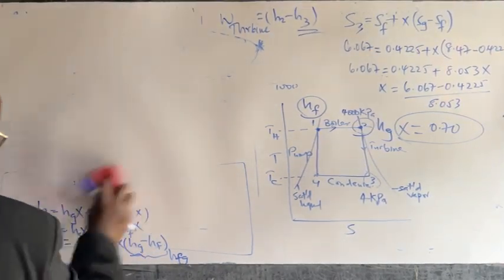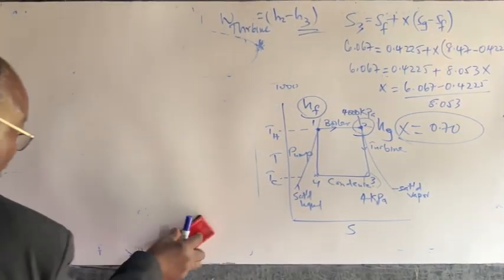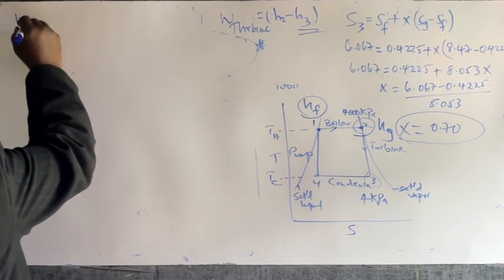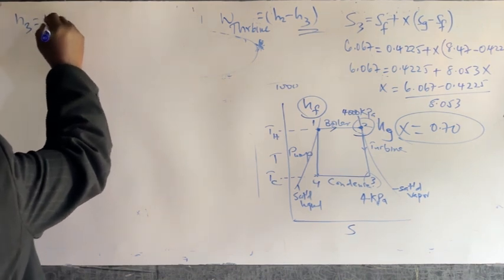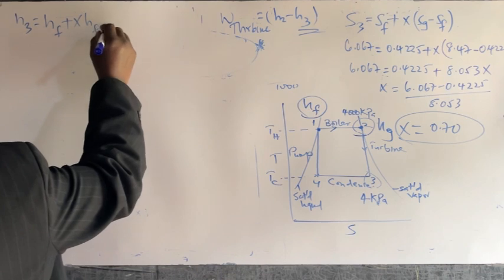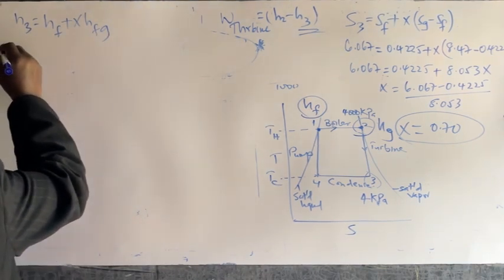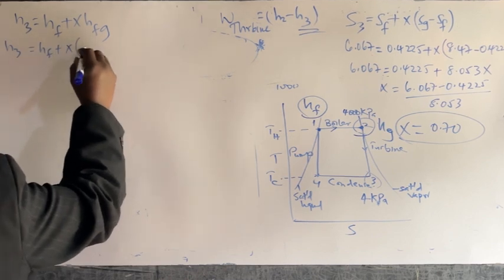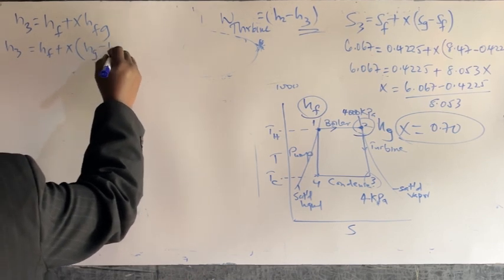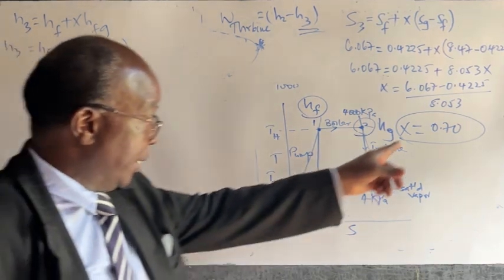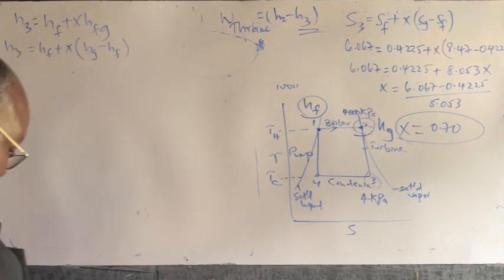We use that for the enthalpy, so that H3 will also be equal to HF plus X HFG, which is simply H3 is equal to HF plus X into (HG minus HF). We know the value of X, we have already computed it, so we'll be able to use it.